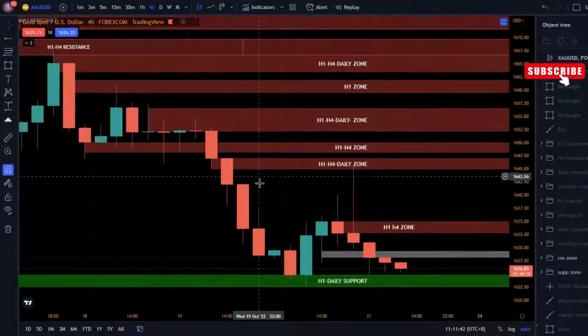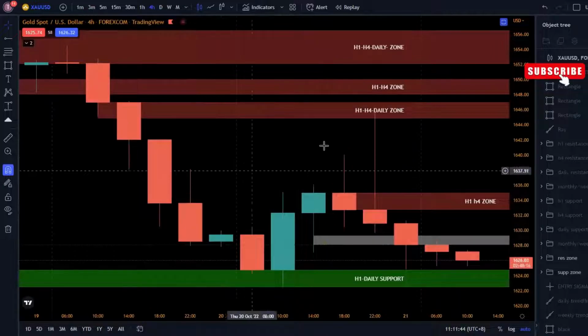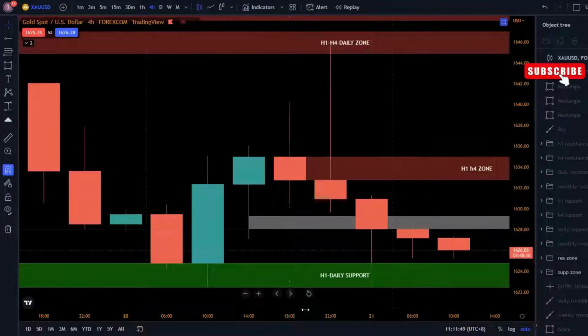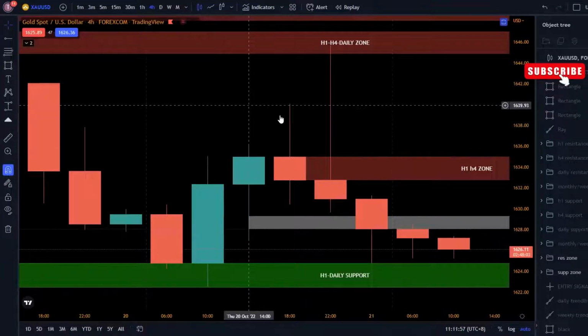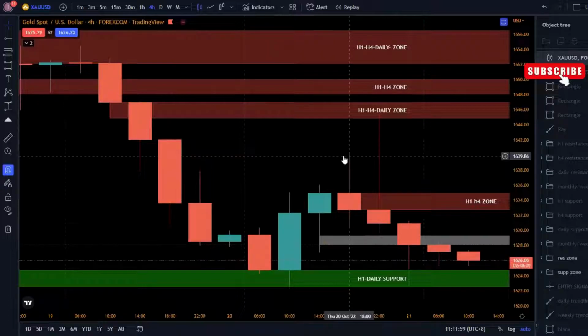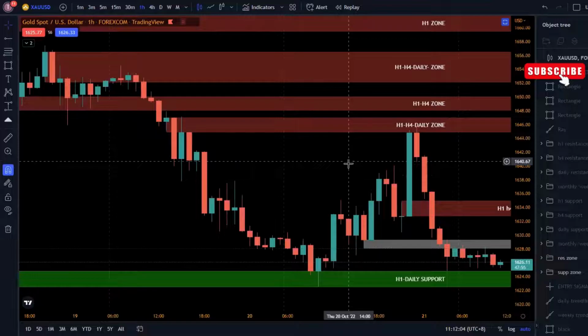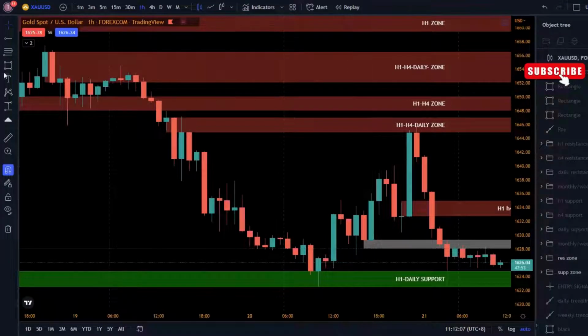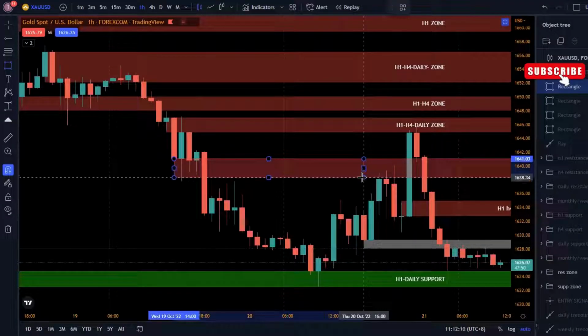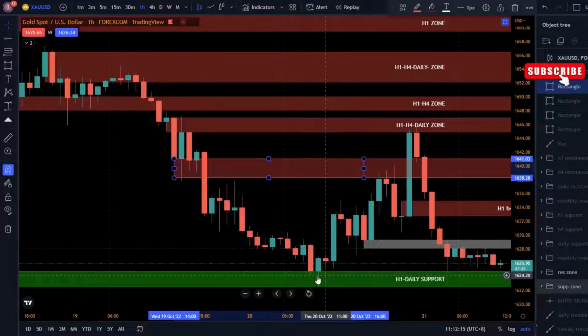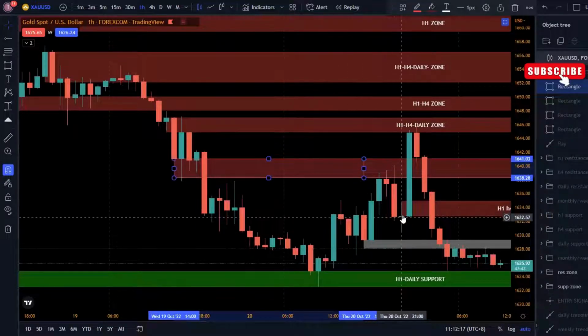So as we can see, the price yesterday, this green candle, touches the daily support zone, H1 to daily support zone, and bounces high until this level. So I think this one is 1 hour resistance yesterday. So there you go. This is resistance. This is resistance yesterday. Okay. So it bounced from this support to this resistance, then went back down again.